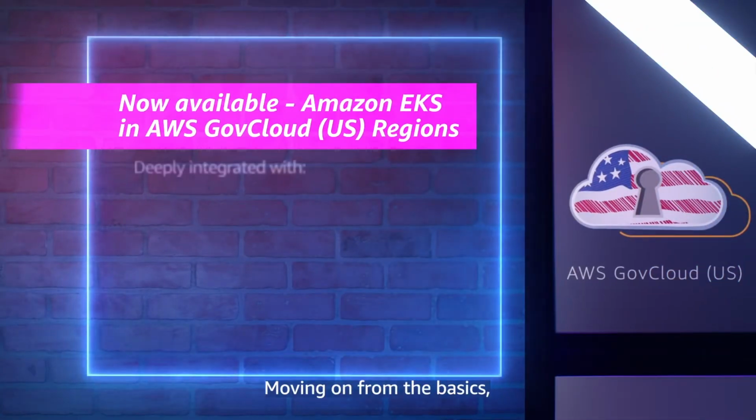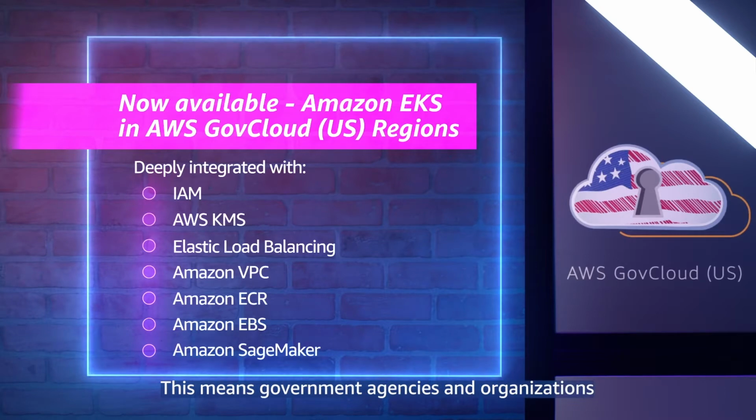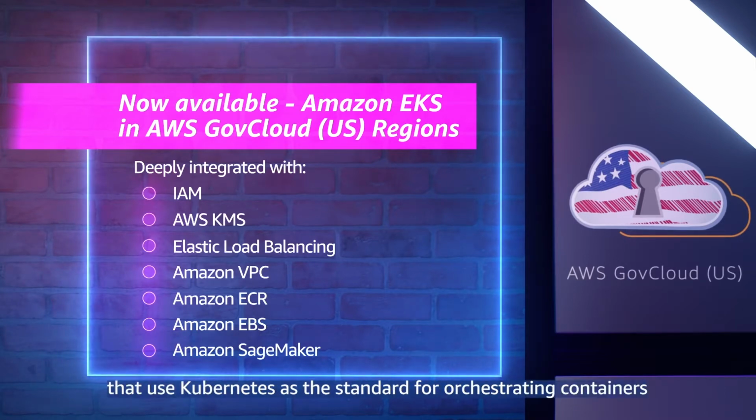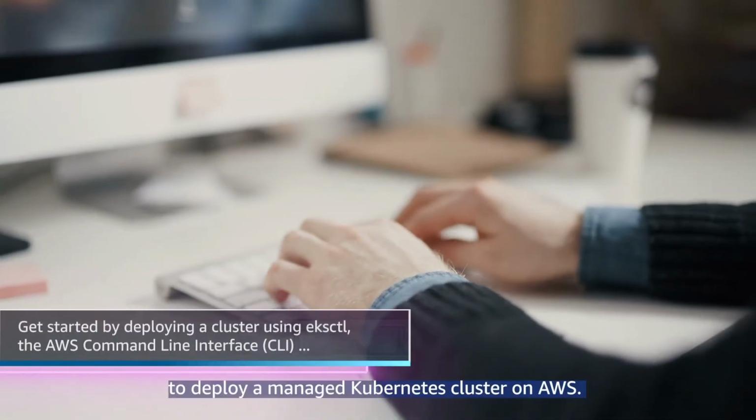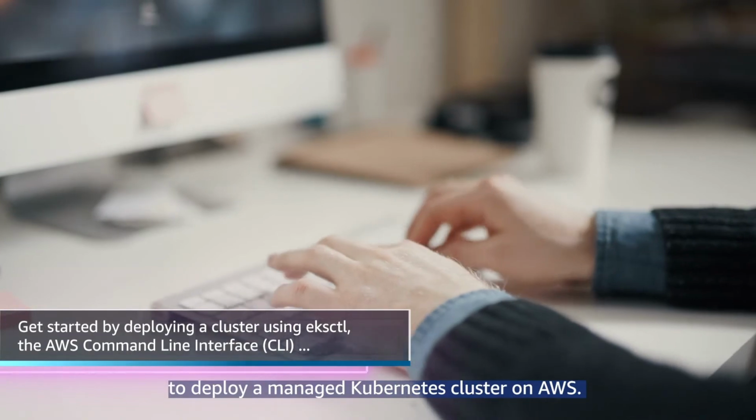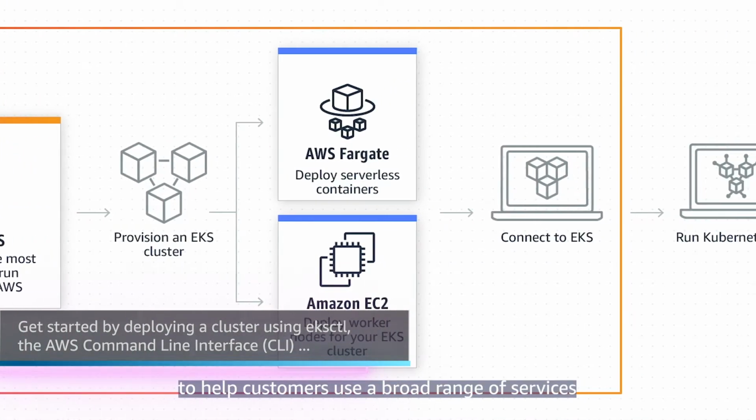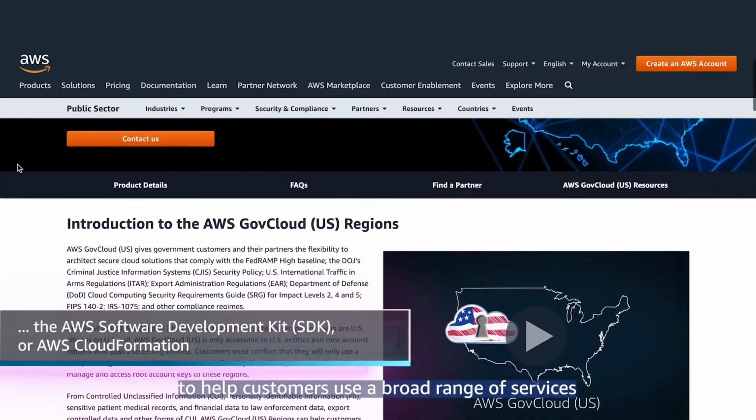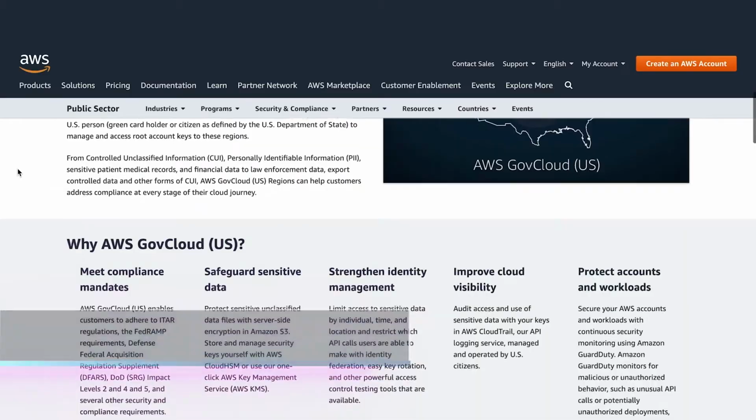Moving on from the basics, Amazon Elastic Kubernetes Service is now available in AWS GovCloud US regions. This means government agencies and organizations in government-regulated industries that use Kubernetes as the standard for orchestrating containers can use Amazon EKS to deploy a managed Kubernetes cluster on AWS. Amazon EKS deeply integrates Kubernetes with AWS to help customers use a broad range of services available in AWS GovCloud US. Learn more on the blog.